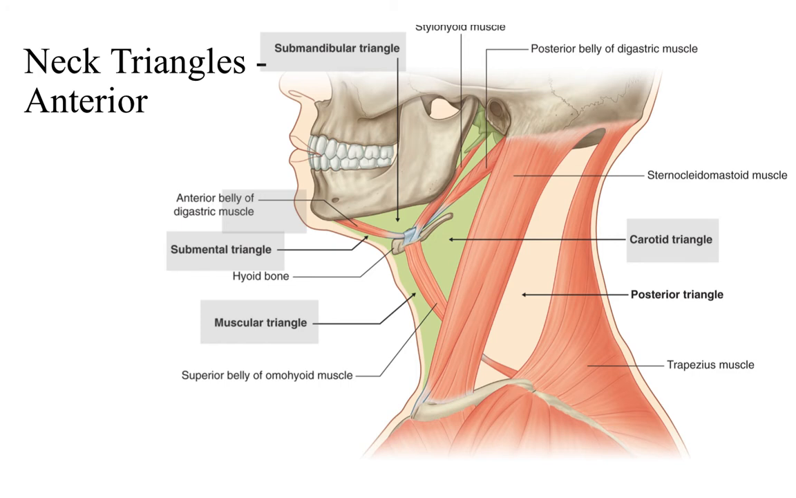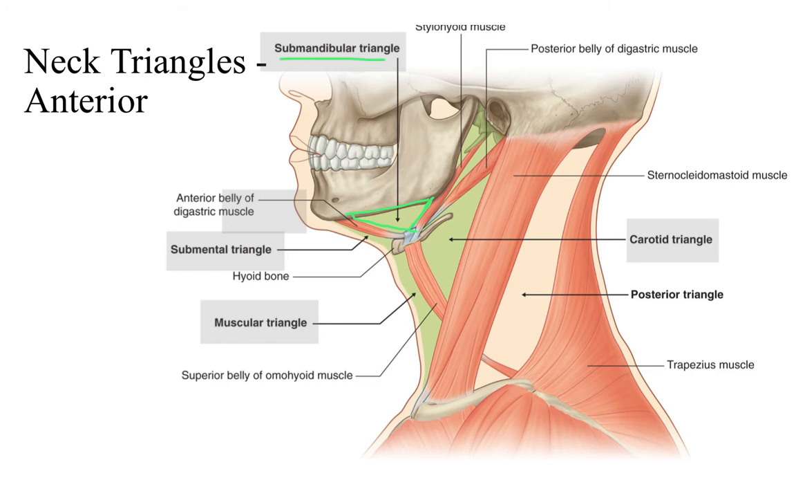The anterior triangle is then subdivided into smaller triangles that are shown here. So we have the submandibular triangle, so that is just below the mandible. Of course, the superior border is going to be the mandible. The posterior border is going to be the stylohyoid muscle, and we'll go over all these muscles as we move along. And the anterior border is going to be the anterior belly of the digastric muscle. So that's your submandibular, and that makes sense because it's under the mandible, hence submandibular.